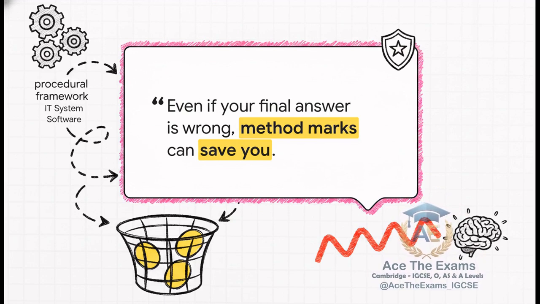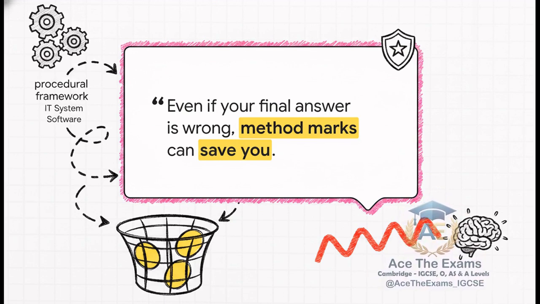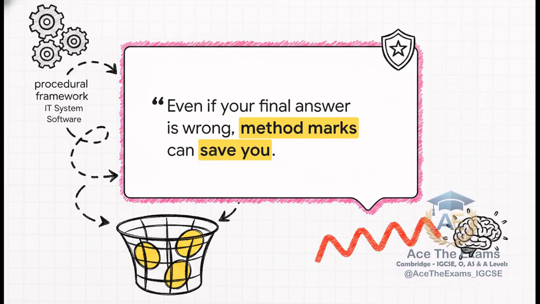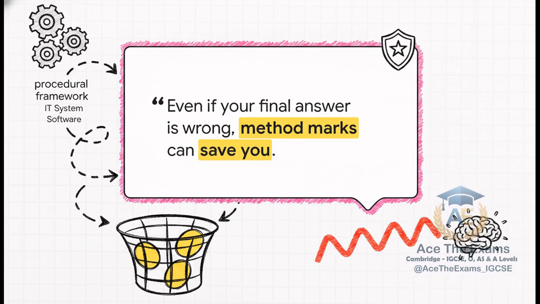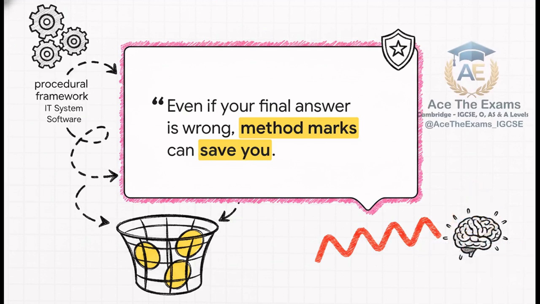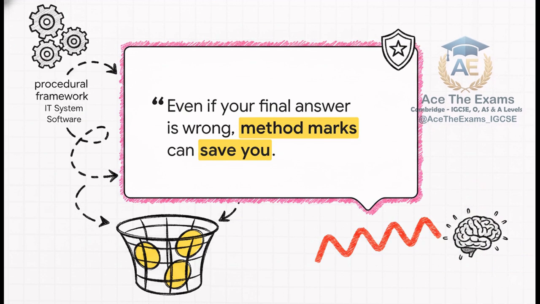If you execute the procedural framework we discussed earlier, you are actively catching method marks every single step of the way, even if you make a calculation or logical error right at the very end of your paper. Time management is crucial here. If you rush like Sam, you skip the steps, you don't show the working, and you leave those easy method marks sitting right there on the table.